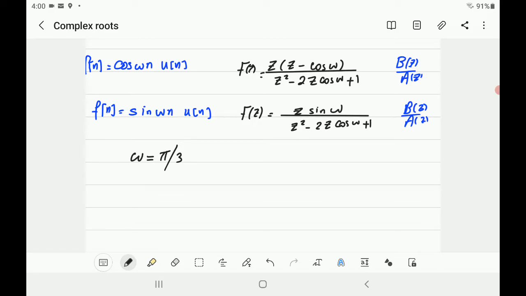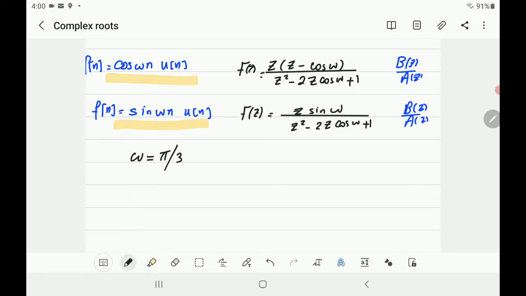If you go to the Z transform table, you will find cosine and sine functions. If you have cosine and sine sequences and you check their Z transforms, you'll observe that the denominators A of Z are the same: Z squared minus 2Z cosine omega plus 1. Both are the same. The only difference between the cosine and the sine is the numerator. That's what makes it sine or cosine.